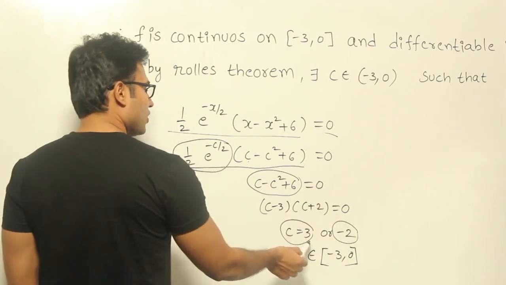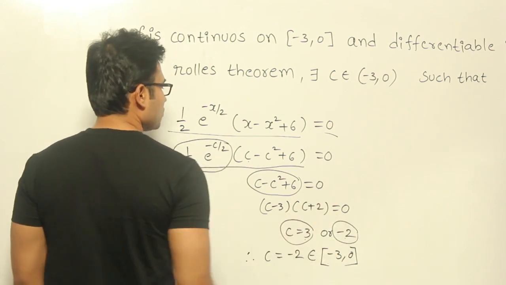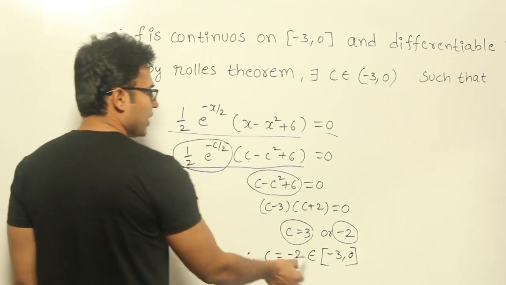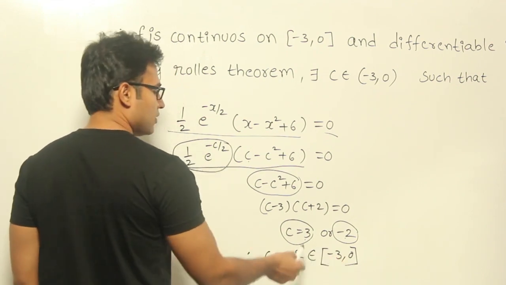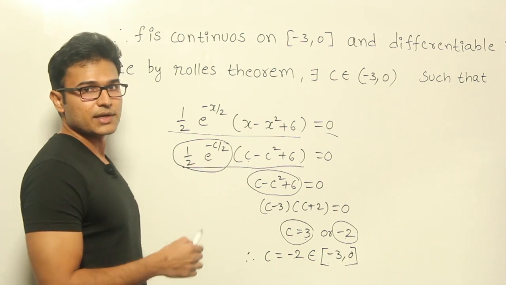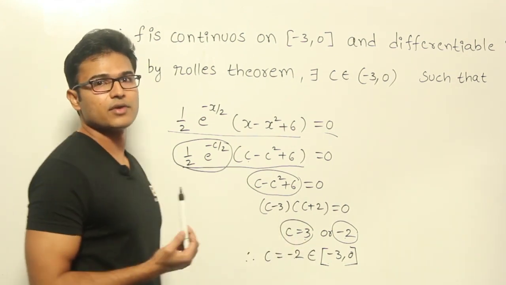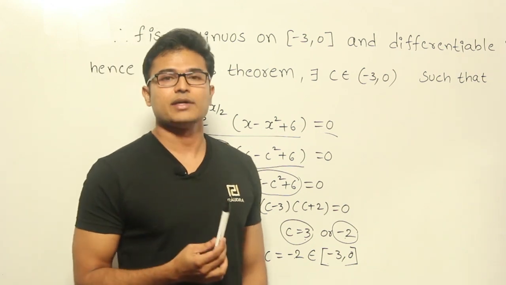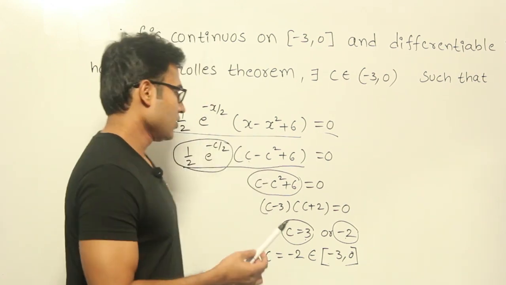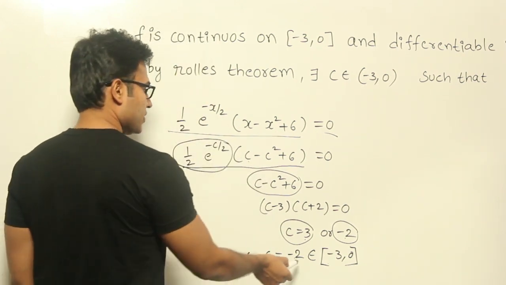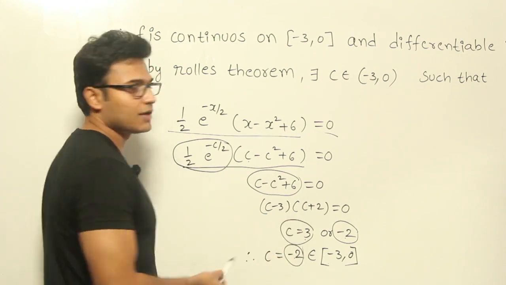Now out of these two values, 3 and minus 2, only minus 2 lies in this range. See, even though we got two values, we should be concerned only about the value which falls in this interval, because that is the interval we are concerned about. Got it? So what can we say now? So the value of c according to Rolle's theorem is minus 2. So the mean value is minus 2.